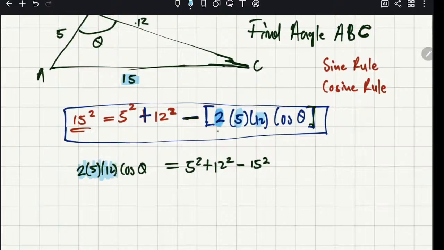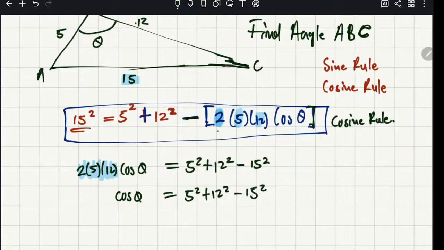Then the second step, after swapping the whole bracket, you now take these 3, they go to the other side, and they will divide, because they are multiplying here. So you remain with cos theta. This is now working out. It's not the cosine rule. Cosine rule is just this first step. I'm teaching you how to work out. So you take 2, 5, 12 to the other side, and you have 5 squared plus 12 squared minus 15 squared divided by 2 by 5 by 12.